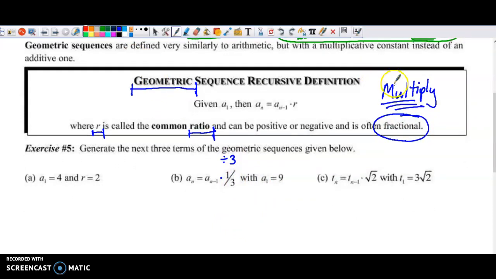So geometric means multiplication. So how do we do these problems? Well, again, we know the first term. It's 4.